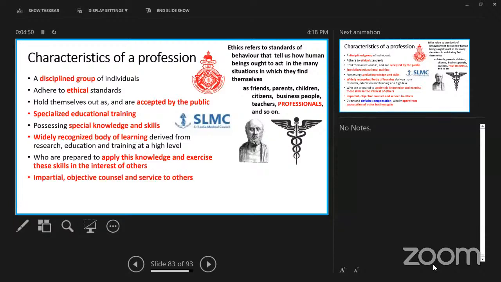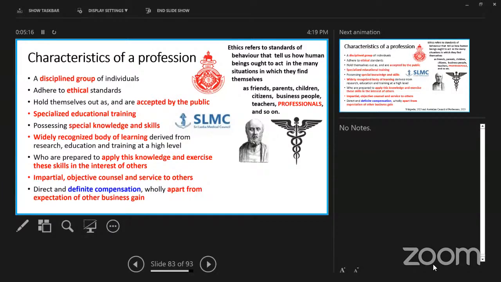Then another important thing: impartial, objective counsel and service to others. We need to be impartial and, without any subjectivity, provide our services. These are the characteristics of a profession. And direct and definite compensation, wholly or apart from the expectation of other business. We can claim some compensation, but it is not pure business.